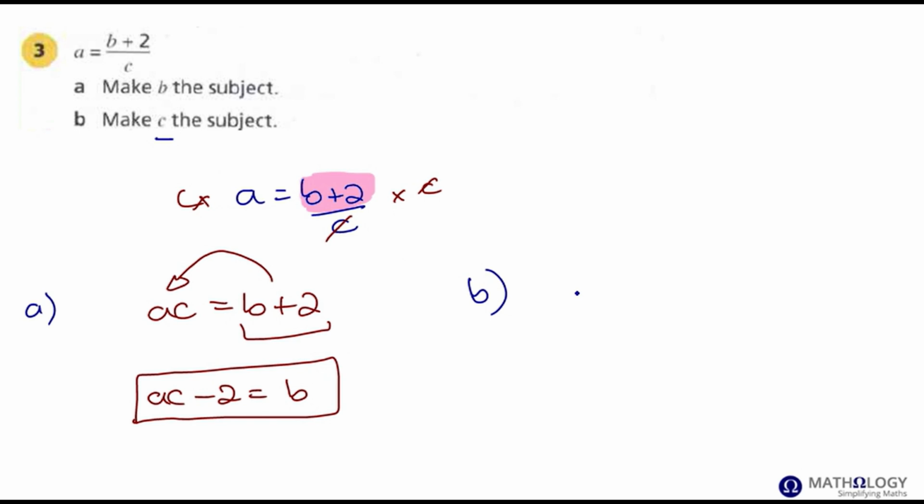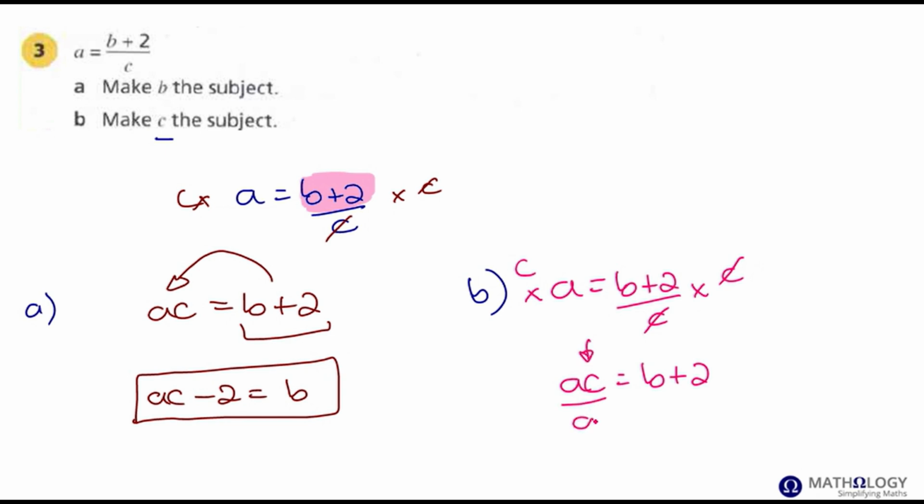Okay, now we want to make c the subject. So a equals b plus 2 over c. We want c to be the subject. So it's part of the denominator. Let's just multiply both sides by c again, so that we can remove that denominator. So on the left we have ac, and on the right we have b plus 2. Now because we're looking to make c the subject, we're now going to divide both sides by a. So c equals b plus 2 over a.